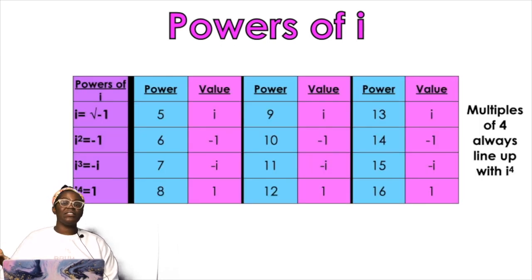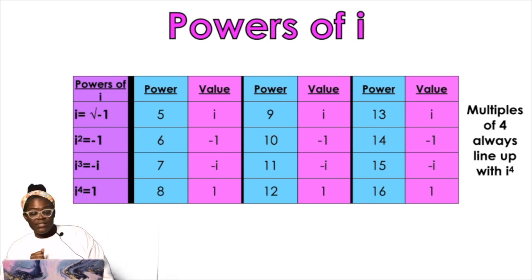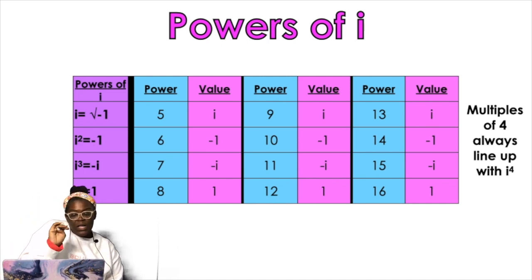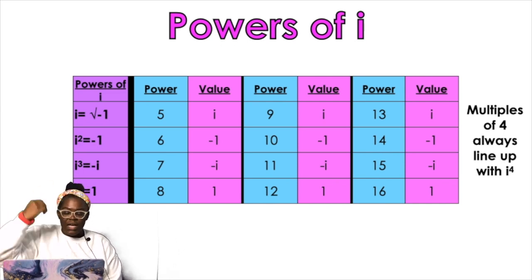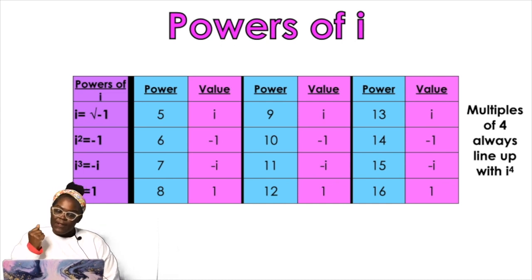So we're going to look at this beautiful table of the powers of i. When I have a power to the fifth power, to the sixth power, to the seventh power, to the ninth power, 10th power, 11th power, 12th power, 13th power, 14th power. See how they keep repeating? Repeating, repeating. i, negative 1, negative i, 1. i, negative 1, negative i, 1.